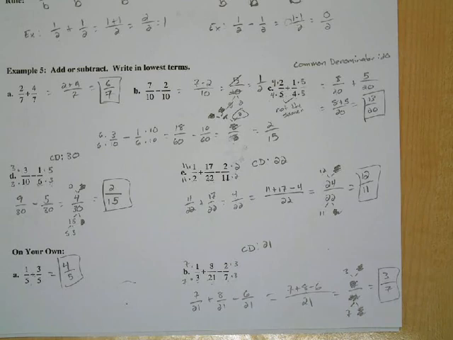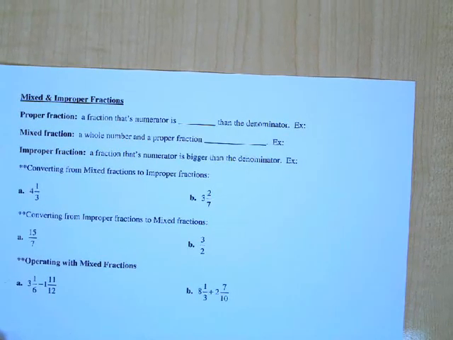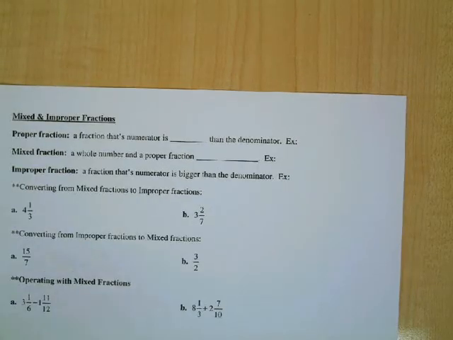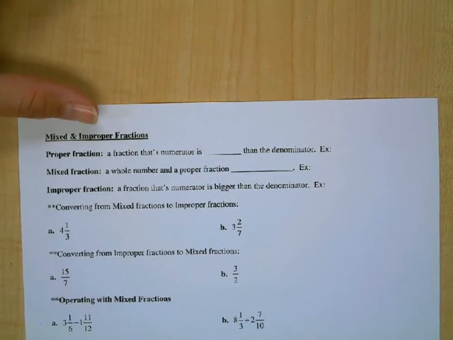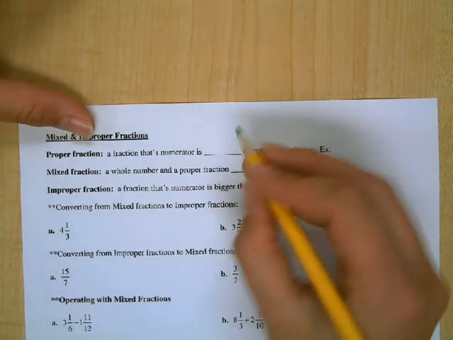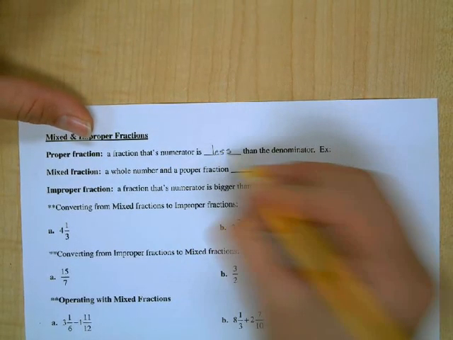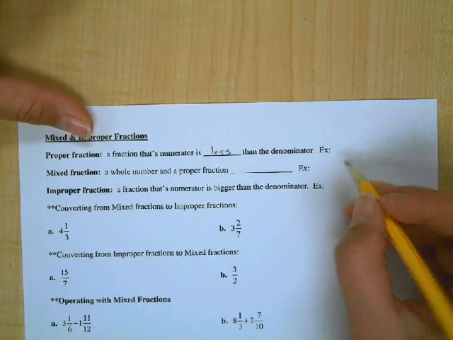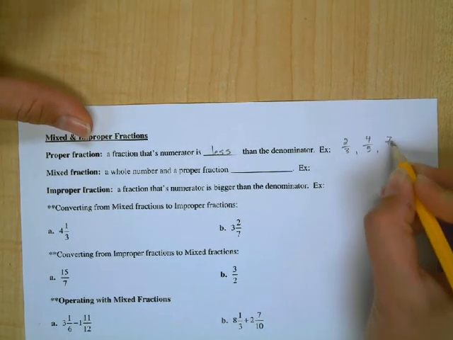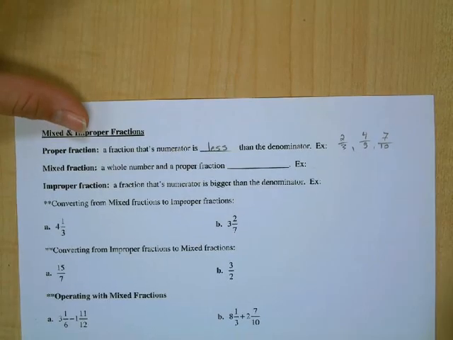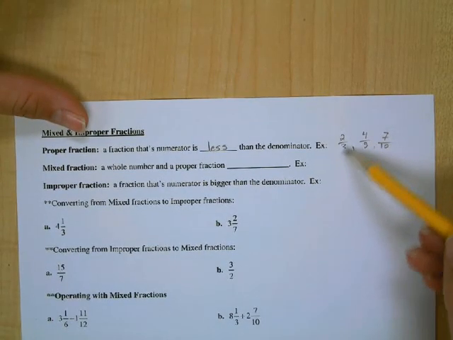Alright, so now the last little part here is the mixed and improper fractions. You have to be able to work with mixed and improper fractions. So what are they? A proper fraction is a fraction whose numerator is less than the denominator. Those are considered proper fractions, like 2/3, 4/5, 7/10. The top is smaller than the bottom, so the numerator is smaller than the denominator.